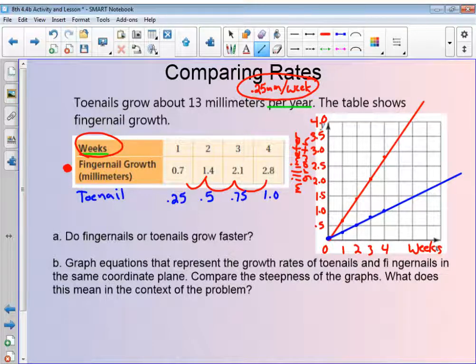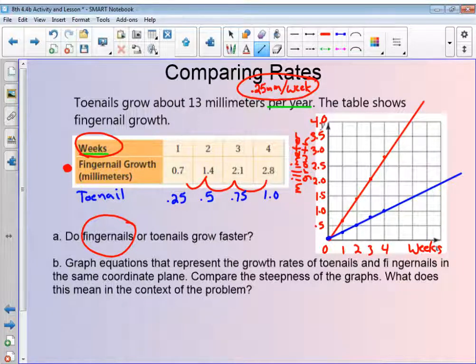So it says graph the equations, which we did. They want us to identify, do fingernails or toenails grow faster? Well, you can see here that our red line went up dramatically faster, and that was our fingernails. So fingernails actually grow faster than your toenails. Okay, compare the steepness of the graph. What does that mean in context of the problem? Well, it's just showing us the speed or the rate of change.